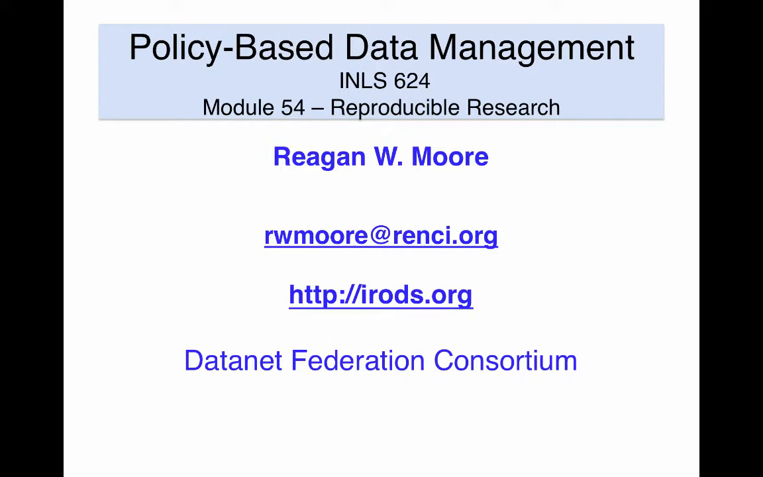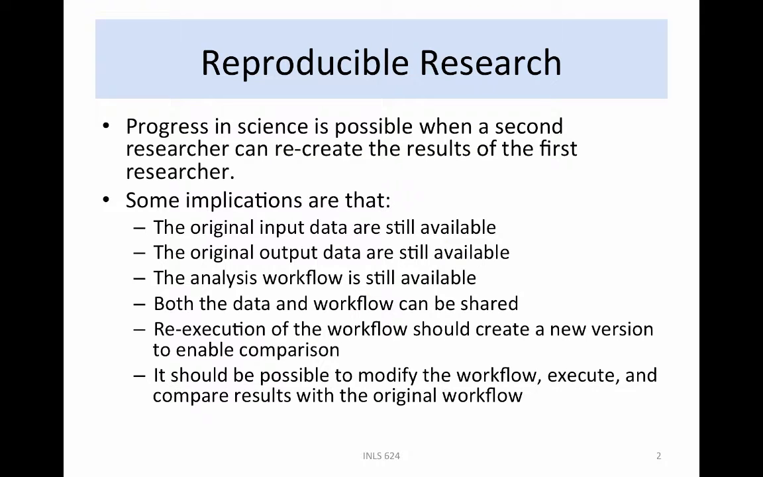Science is based on reproducible research. Progress is possible in science when a second researcher can reproduce the results of the first researcher. The challenges have been that not all of the information and data required to do the research may be available. For reproducible research to be possible, the original input data must be available, the original output data must be available, the analysis workflow must be available.